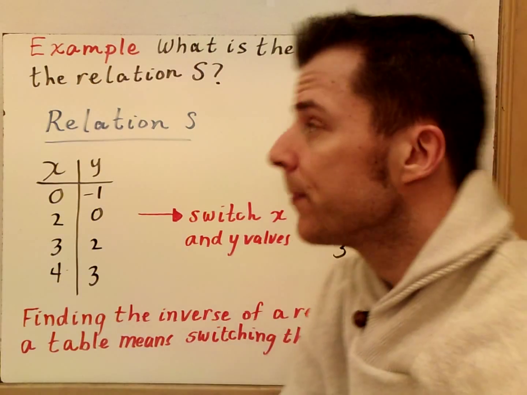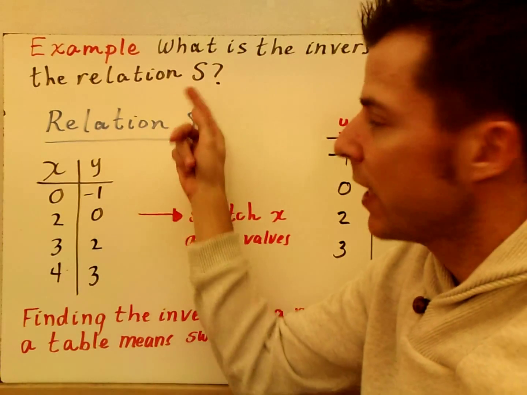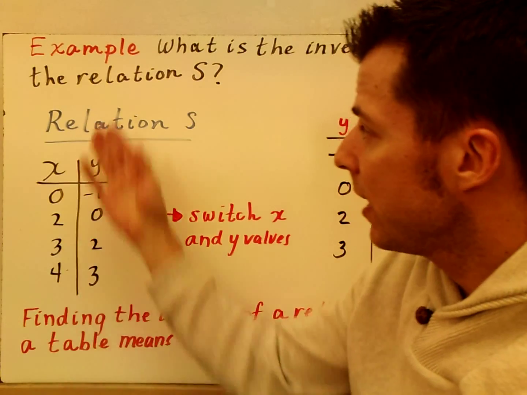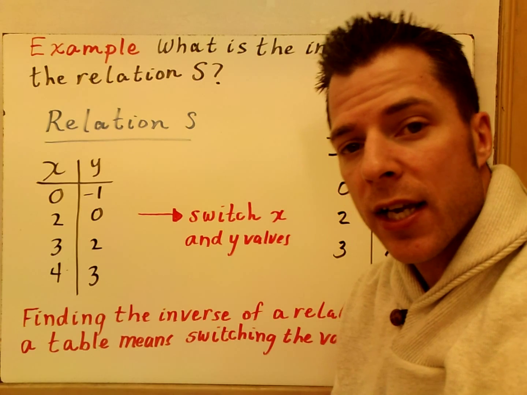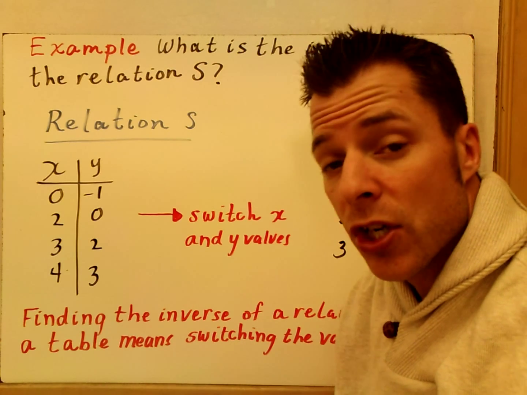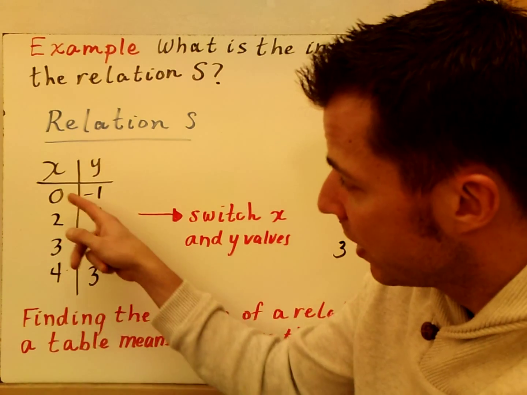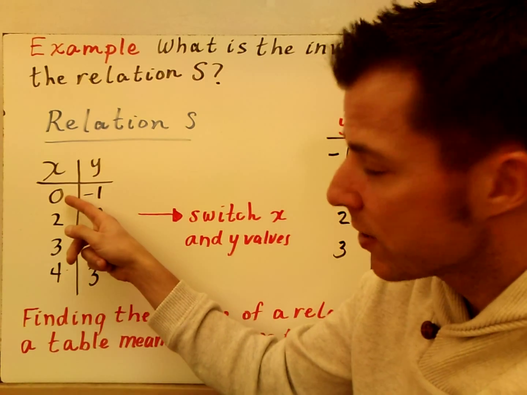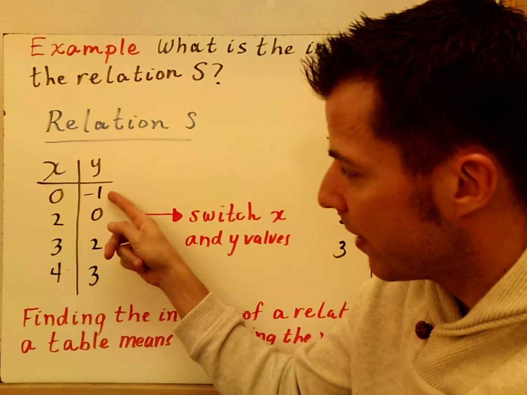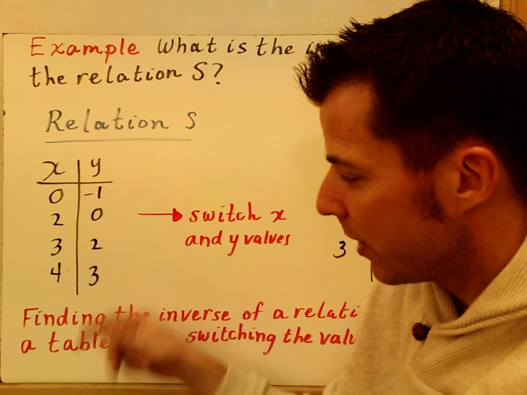In example 1, what is the inverse of the relation S? Now, the key thing here, a relation is just a collection of terms. In this case, it's a collection of ordered pairs. So let's look at our relation S. Here are our ordered pairs. The x's are 0, 2, 3, and 4, and they're mapped to -1, 0, 2, and 3.